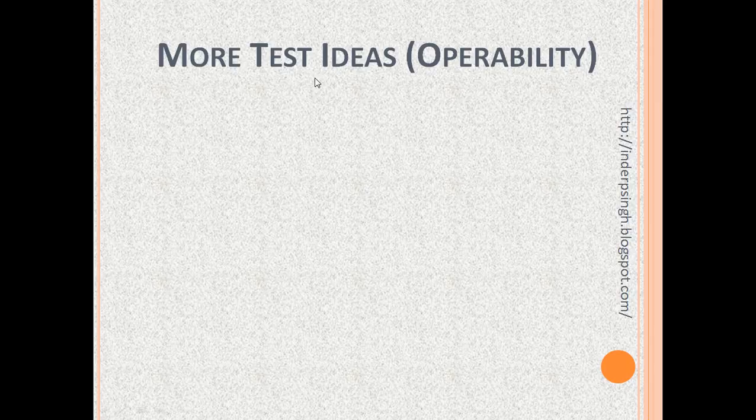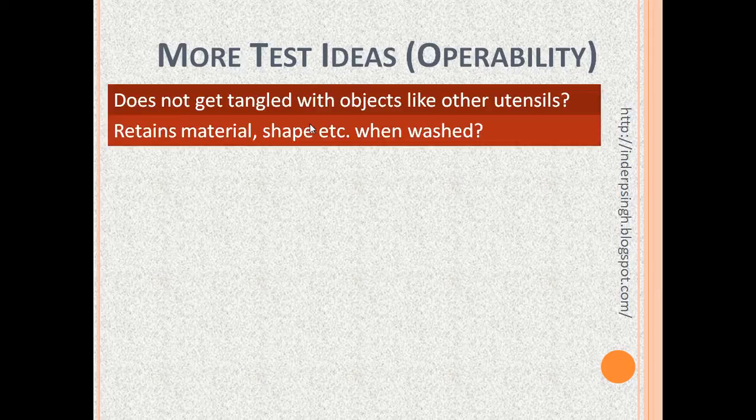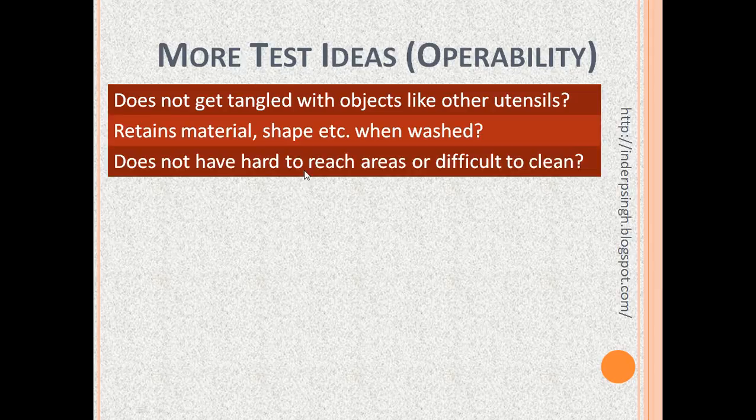Now we may come up with more test ideas based on the object's operability or how it will be used. Does the teacup not get stuck with other utensils in the dishwasher? Does the teacup retain its material and shape when it is washed? Does the teacup not have any hard to reach areas that are difficult to clean?